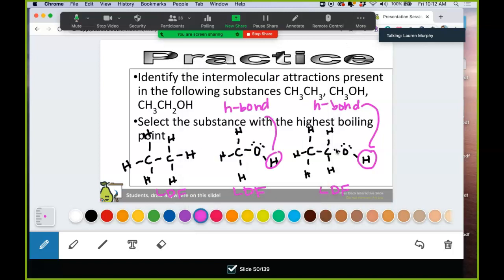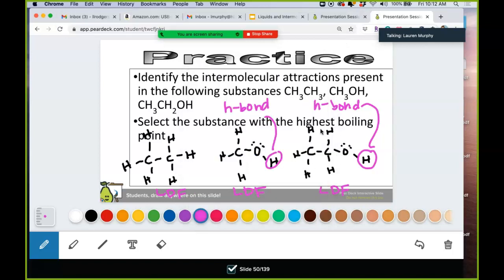Yes, the heavier one. Why? Because this guy has stronger dispersion forces because it is more polarizable, because it is heavier. It has more electrons, better chance at an instantaneous dipole. So it's going to be ethanol that has the highest boiling point because it has the strongest forces holding ethanol molecules together to other ethanol molecules.